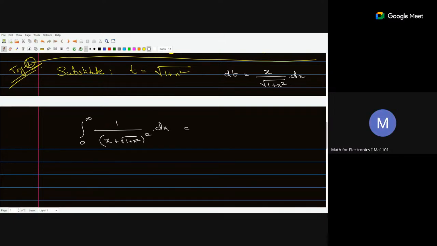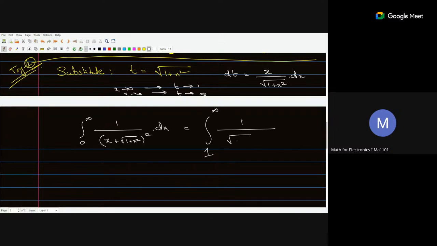Now, again, when x goes to 0, t goes to 1. When x goes to infinite, t goes to infinite. Okay, now the limits will change from 1 to infinite. Now what is x? So, if t is square root 1 plus x square, now what will be x in terms of t? The square root of t square minus 1, right?